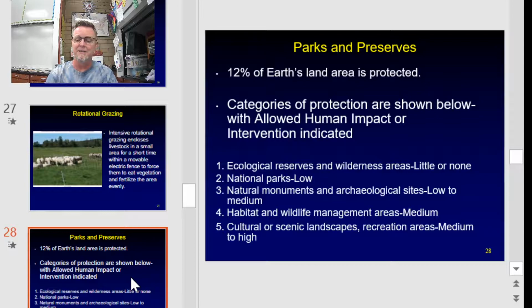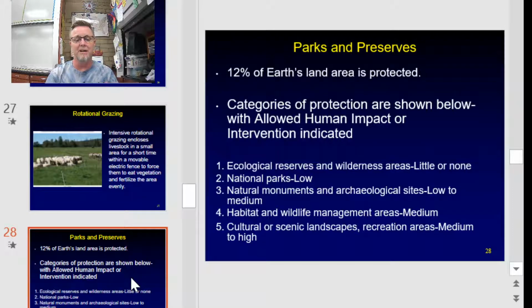Alright, last thing in this section of notes, or this video, is to talk about parks, preserves, and then some of those aquatic ecosystems. So 12% of the Earth's land area is protected. That means that it's somehow wrapped up into parks and preserves. These have different kind of rules about their use, so I'll kind of take you through those here down at the bottom. There are categories of protection that are shown with allowed human impact or intervention indicated here.